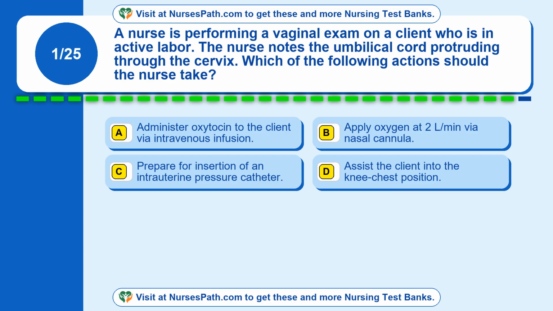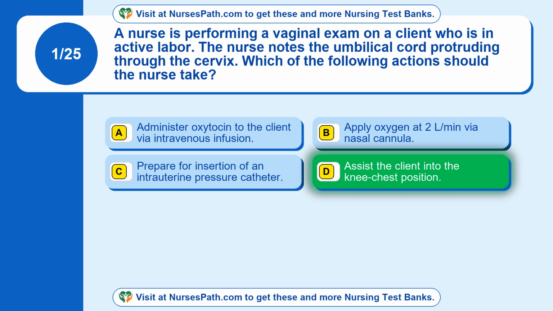Question 1. A nurse is performing a vaginal exam on a client who is in active labor. The nurse notes the umbilical cord protruding through the cervix. Which of the following actions should the nurse take? Option A. Administer oxytocin to the client via intravenous infusion. Option B. Apply oxygen at 2 L/min via nasal cannula. Option C. Prepare for insertion of an intrauterine pressure catheter. Option D. Assist the client into the knee-chest position.